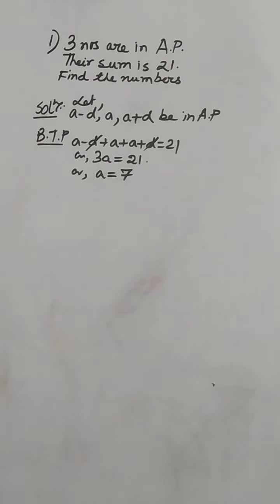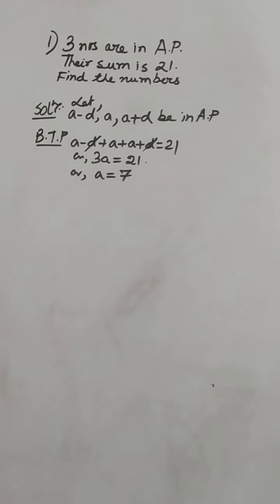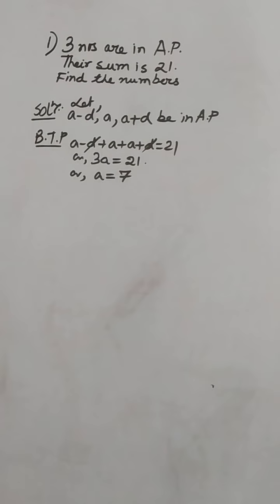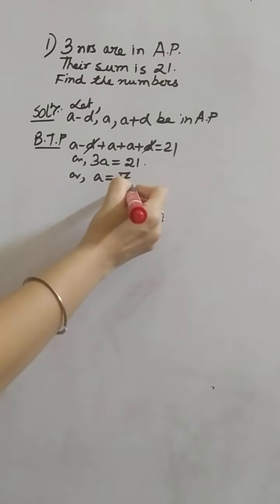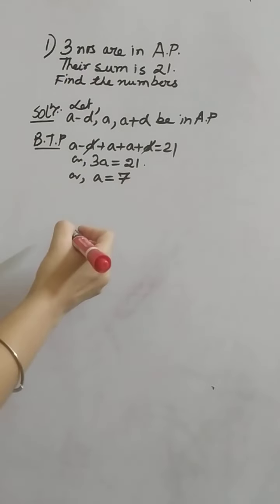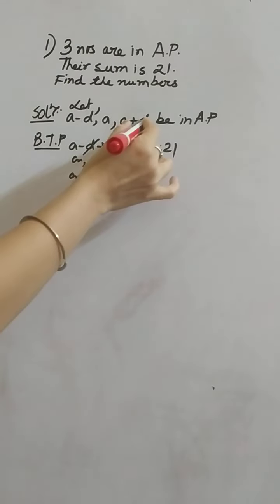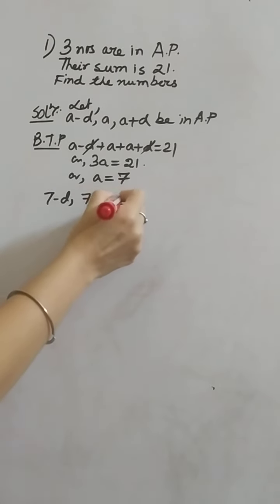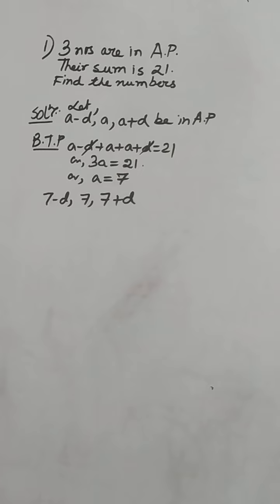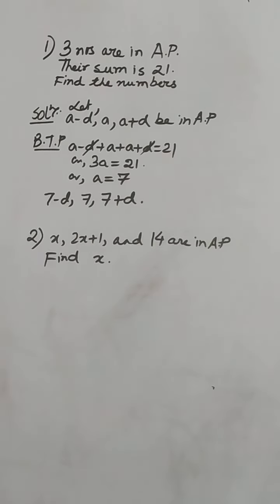Okay. Now the problem is we cannot find out the common difference. It can be anything. So if it is mentioned to write the middle number, then it is 7. And if it is said to find the numbers, then we can write in this form. The numbers are 7 minus d, 7 and 7 plus d. Okay. Now let's move on to the second problem.